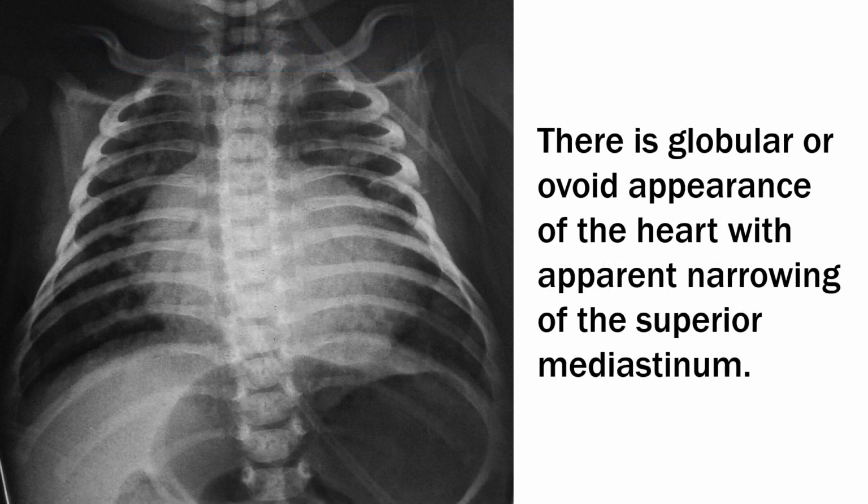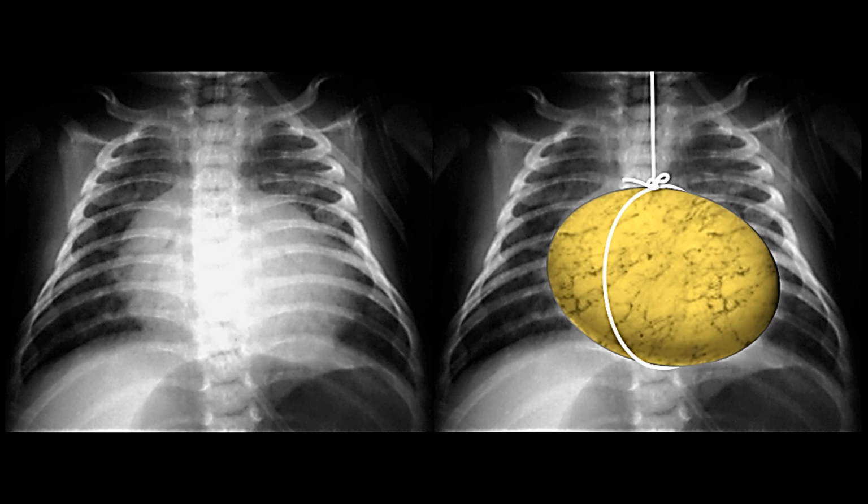In this X-ray, there is globular or ovoid appearance of the heart, with apparent narrowing of the superior mediastinum. This is an annotated image showing the egg on a string sign.